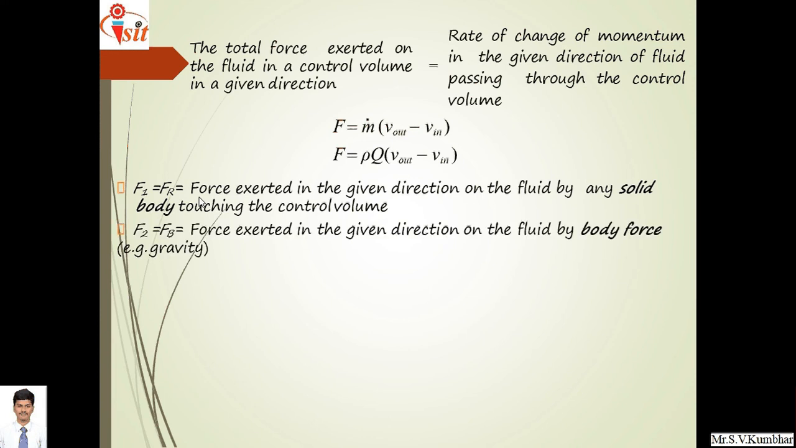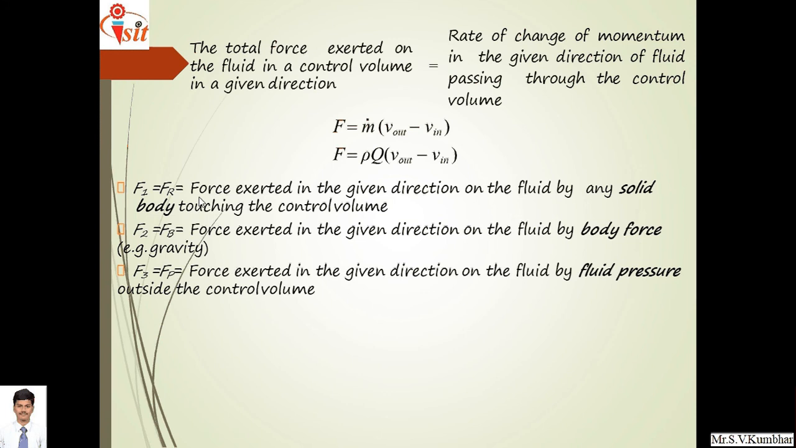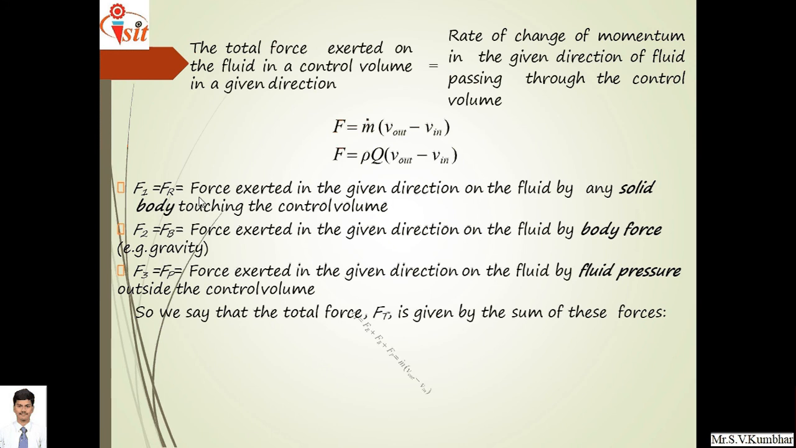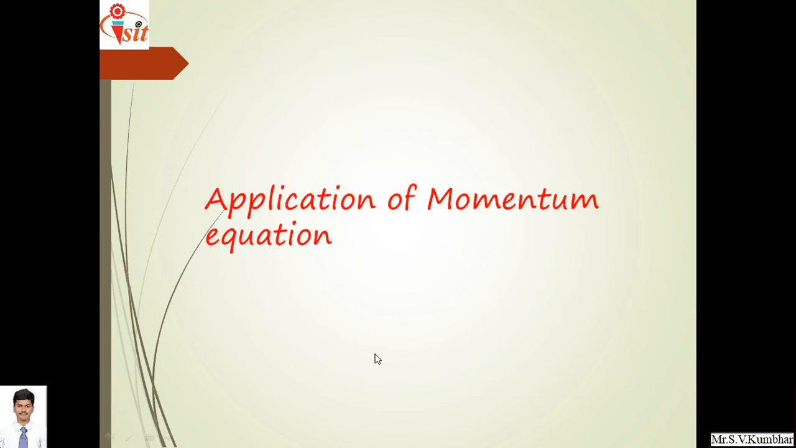F2 is the force exerted in the given direction on the fluid by body force, that is gravity force. F3 is the force exerted in the given direction on the fluid by fluid pressure outside the control volume. So F is nothing but the summation of all forces. So total force is nothing but Fr plus Fb plus Fp. So this F is the summation of all the forces which are causing the motion.